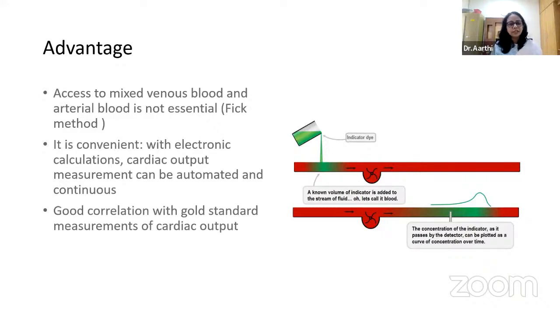So the advantage of this over the standard fixed method of measuring the cardiac output is that there is no need to access the mixed venous blood or arterial blood. It is convenient with electronic calculations, and cardiac output measures can be automated and made continuous, and it correlates well with the gold standard measurements of cardiac output.